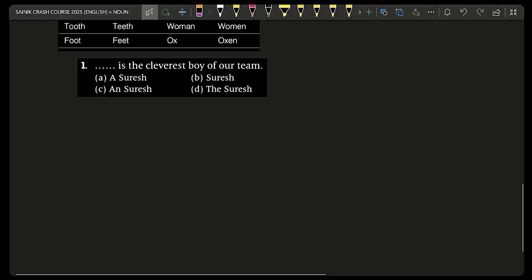Time up for the poll, and I received 0 votes for option A and C. So A and C are wrong. And D, I received the Suresh. The Suresh is the cleverest boy of our team. So before a proper noun, you should not use the. So you should use only Suresh. That's it. No articles before that, a and the. Suresh is the cleverest boy of our team. So option B is correct for this.